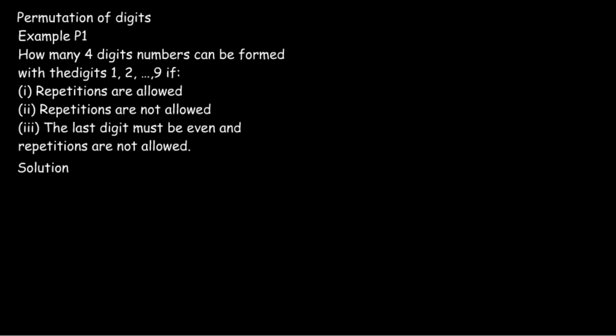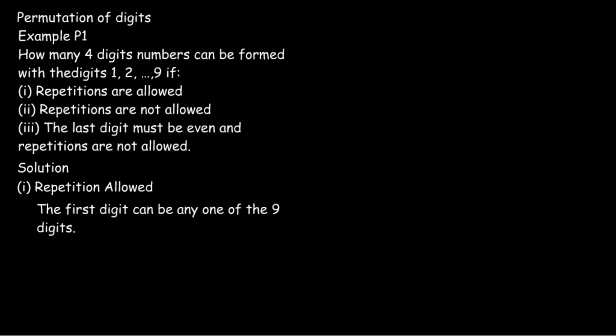Now, we are also going to be attempting some questions on permutation of digits. For our very first question, it states: how many 4-digit numbers can be formed from the digits 1, 2, all the way to 9, that is from 1 to 9, if 1, repetitions are allowed, 2, repetitions are not allowed, and 3, the last digit must be even and repetitions are not allowed.